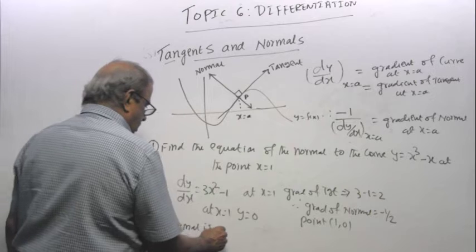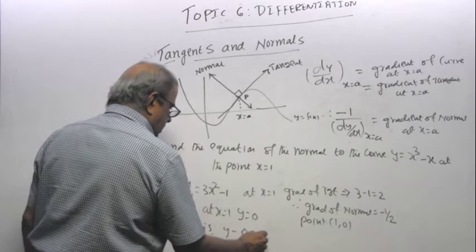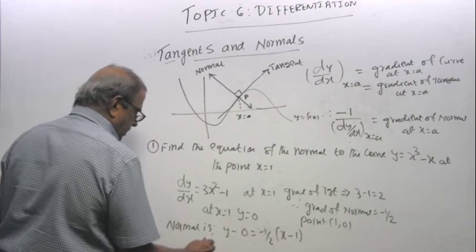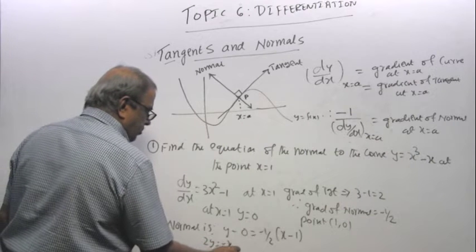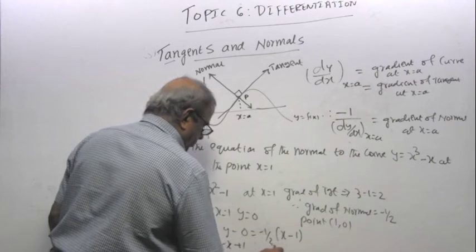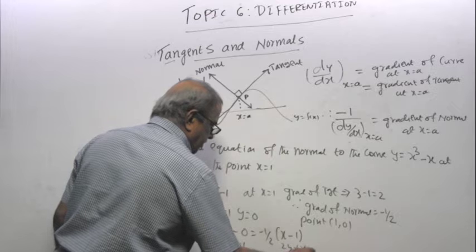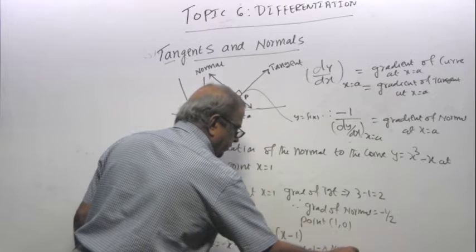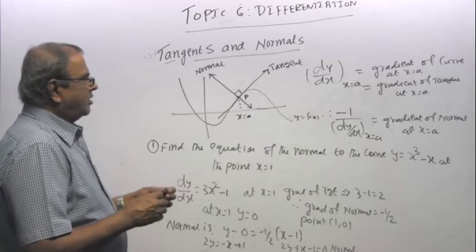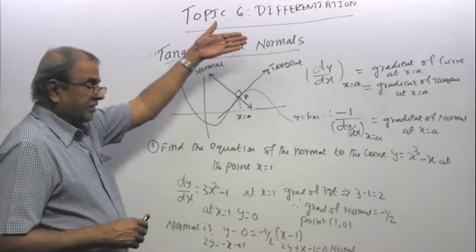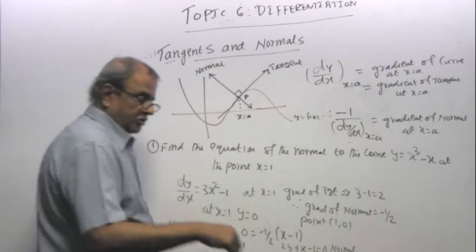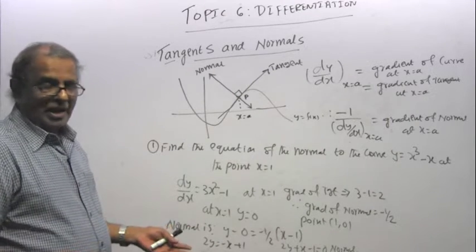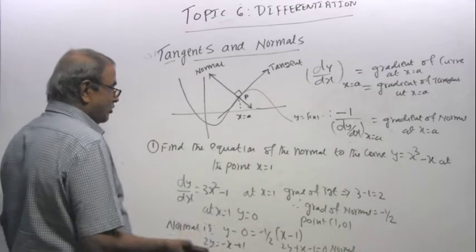So therefore, y minus y1 is gradient times x minus x1. Cross multiply. 2y equal to minus x plus 1. So 2y plus x minus 1 equal to 0 is the normal. Right? Of course, as I said, this will be in the handout. In fact, I don't have time. Tomorrow I have to sit and do a lot of handouts.